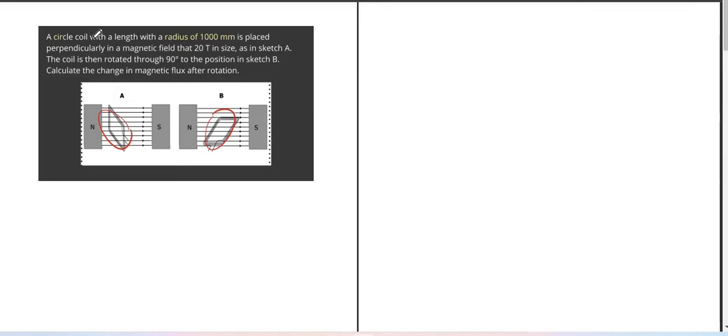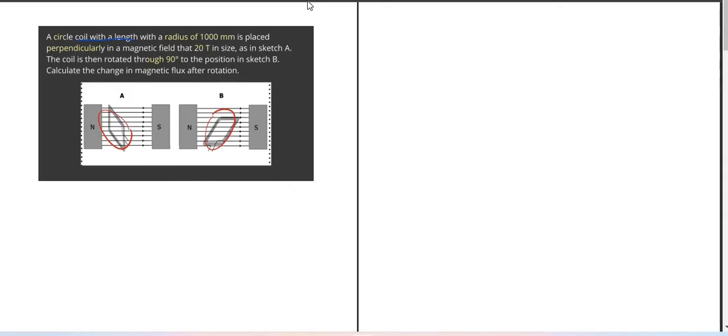So this part here is not supposed to be there at all, right? But it has a radius of 100 millimeters, and it's still placed in this magnetic field perpendicularly, the same size as before. Then it's rotated again through 90 degrees to this position here, and then you have to calculate the change in magnetic flux.